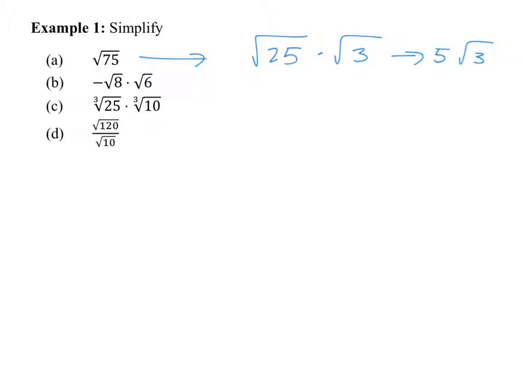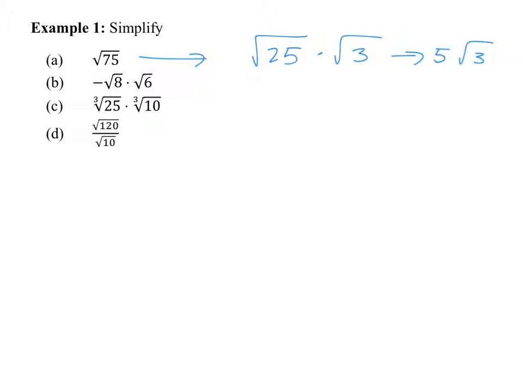Part B, can I break up 8 and 6 into perfect squares? Sure, I could break up 8 into 4 and 2, but 6 doesn't get broken up. This may be one of those times where it might be actually useful to multiply it first. What's 6 times 8? 48. So I'm going to multiply it out first, and then I'll bring it back up.